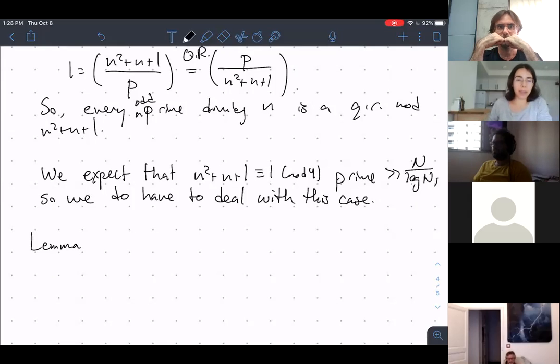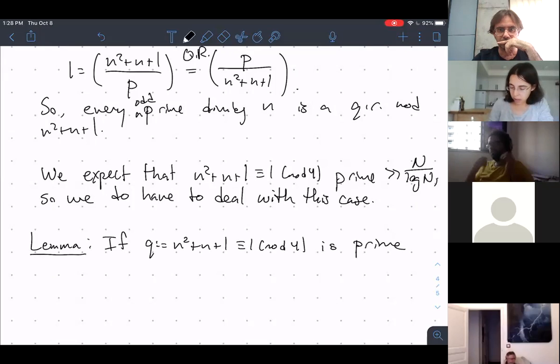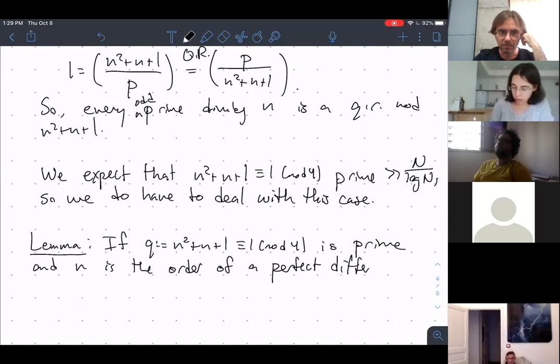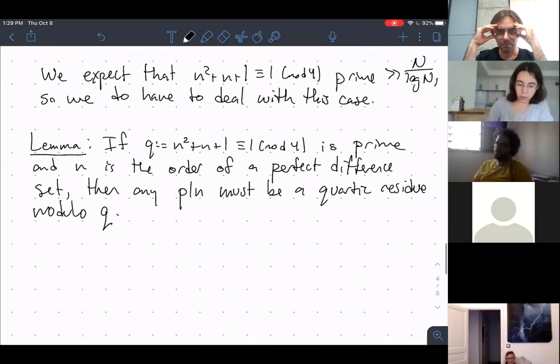I show, and it ends up not being too difficult to show using standard things in the theory of perfect difference sets, that if, say, Q equal to n squared plus n plus 1 is a prime that's 1 mod 4, and n is the order of a perfect difference set, then any prime P dividing n must be a quartic residue modulo Q, which is n squared plus n plus 1.